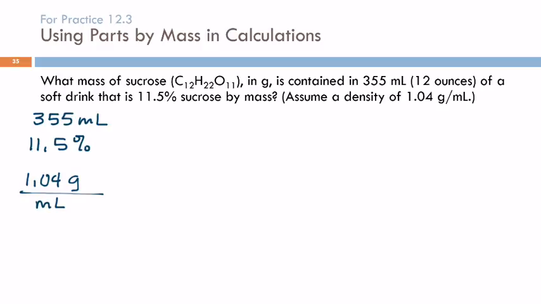Then we have to think about, okay, this soft drink has sucrose in it, that's table sugar. And what's the solvent? Water. You can generally assume that water's a solvent unless it's otherwise specified. So we've got parts here. There's the solute, the solvent, and the solution. So this 355 milliliters, is that referring to the solution, the solvent, or the solute? What do you think? Solution. Yeah, that's the solution.